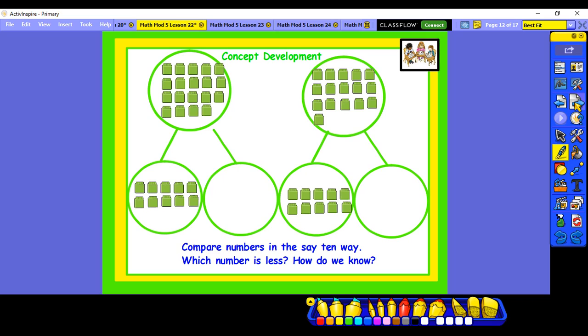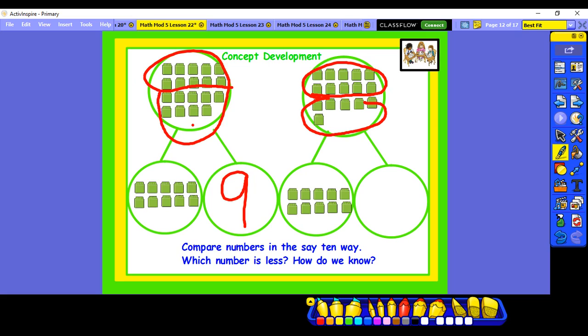Can you figure out the leftover ones in these problems? I've already pulled out your group of tens. Let's compare these the same 10 way to find which is less. I see a group of 10 and some leftovers. How many are left over in this problem? Good job, 9. I see a group of 10 and leftovers. How many are left over in this problem? 6.